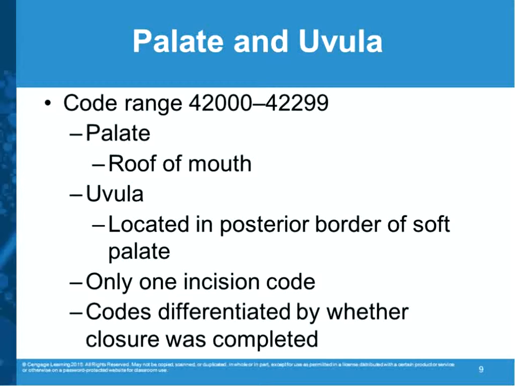One thing, if I back up just a little bit, that I really do need to mention, is when you're coding in that section, your book tells you that the codes are differentiated by whether a closure was completed. And that's in your excision section, because if you look in there, you'll see, for example, 42104 is an incision, lesion, palate, uvula without closure. And then your 42107 has a local flap closure. So you need to figure out from your documentation whether there was a closure or not.